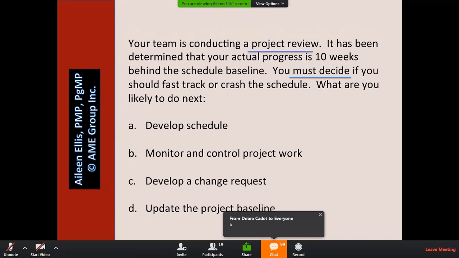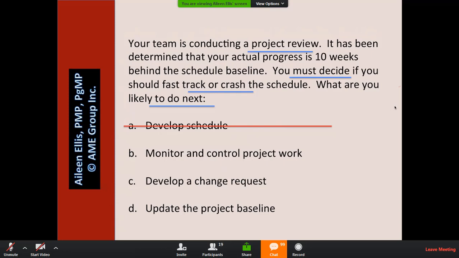Develop schedule. So how do you know A must be wrong? Develop schedule. Okay, so great. We're in monitoring and controlling, and we know that we're behind schedule. If we know we're behind schedule, it means we must already have a schedule. So A is wrong.